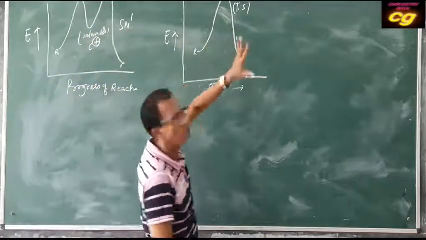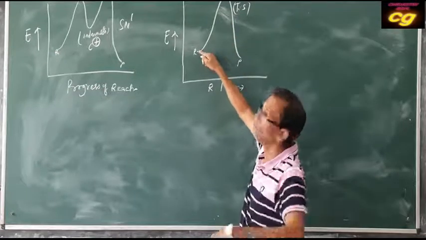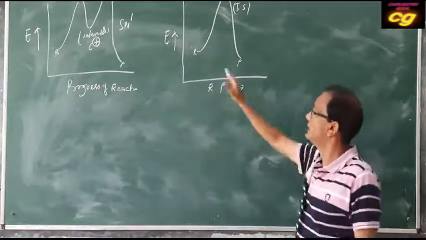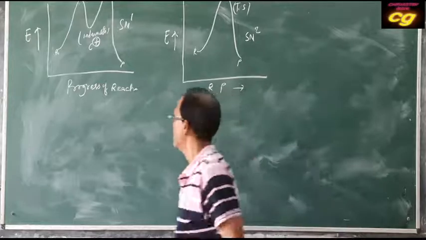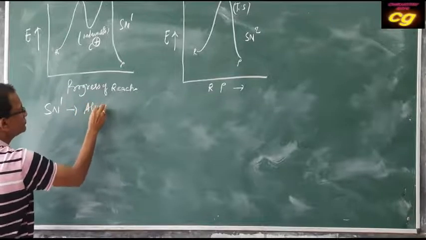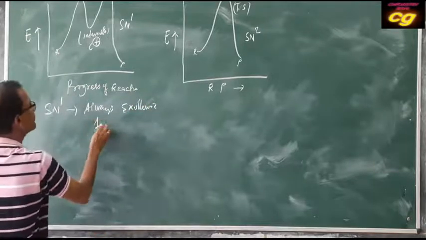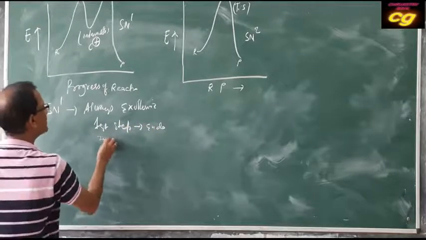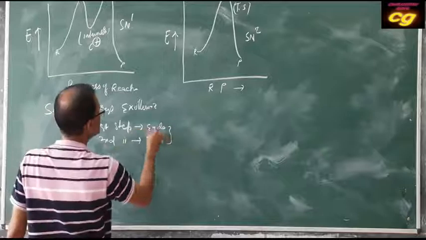But here no intermediate is formed. Here there is only the attack of the nucleophile on the substrate, both at this stage. No intermediate is formed. This is your SN2 mechanism. The SN1 reaction overall is exothermic: the first step is endothermic and the second step is exothermic. So overall the reaction is exothermic.